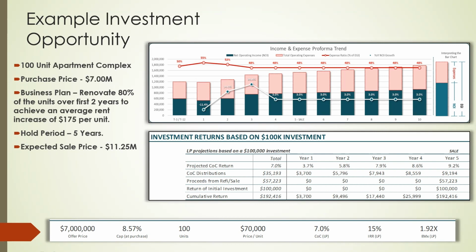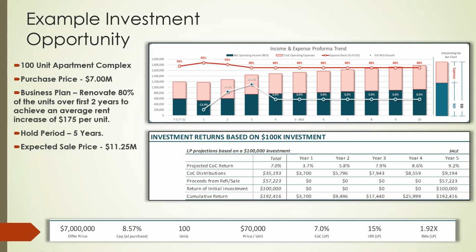So what this all boils down to, if you look at the bottom of the slide here, just for the overall metrics, we're hitting those minimums that we had just shown. So an expected average cash on cash of 7%, IRR of 15%, and just shy of that 2x equity multiple. So almost doubling your money over that projected 5 years.